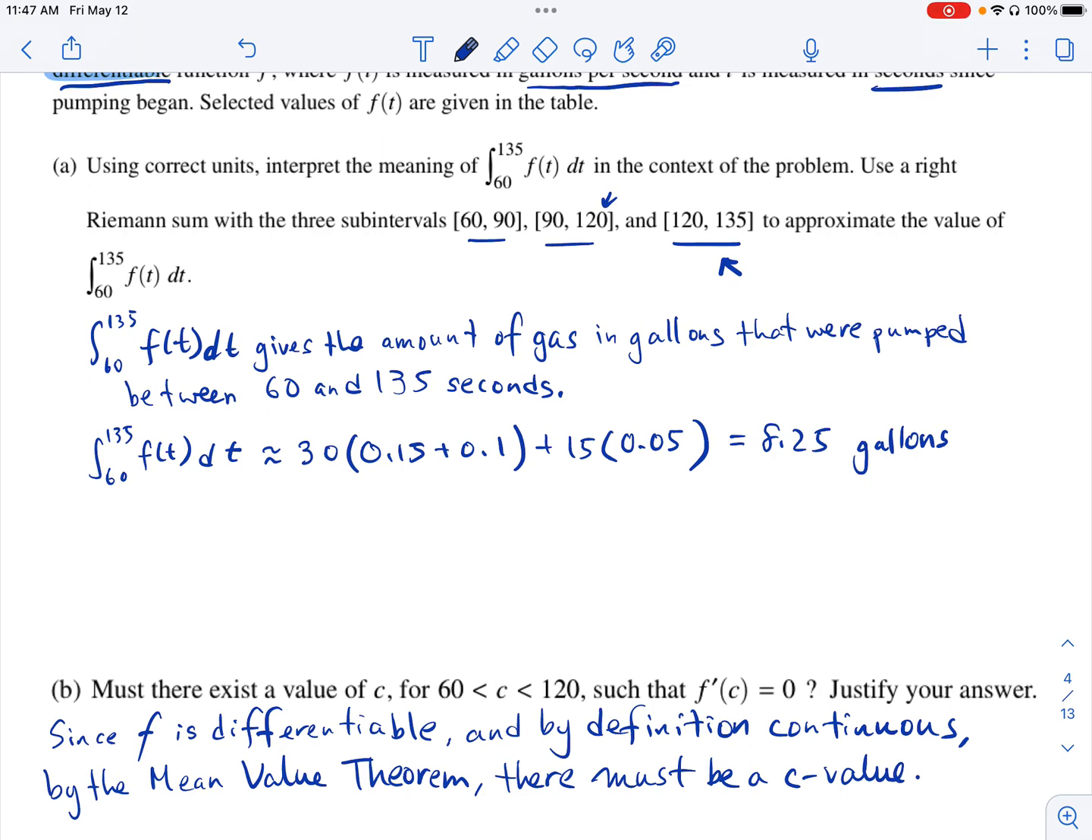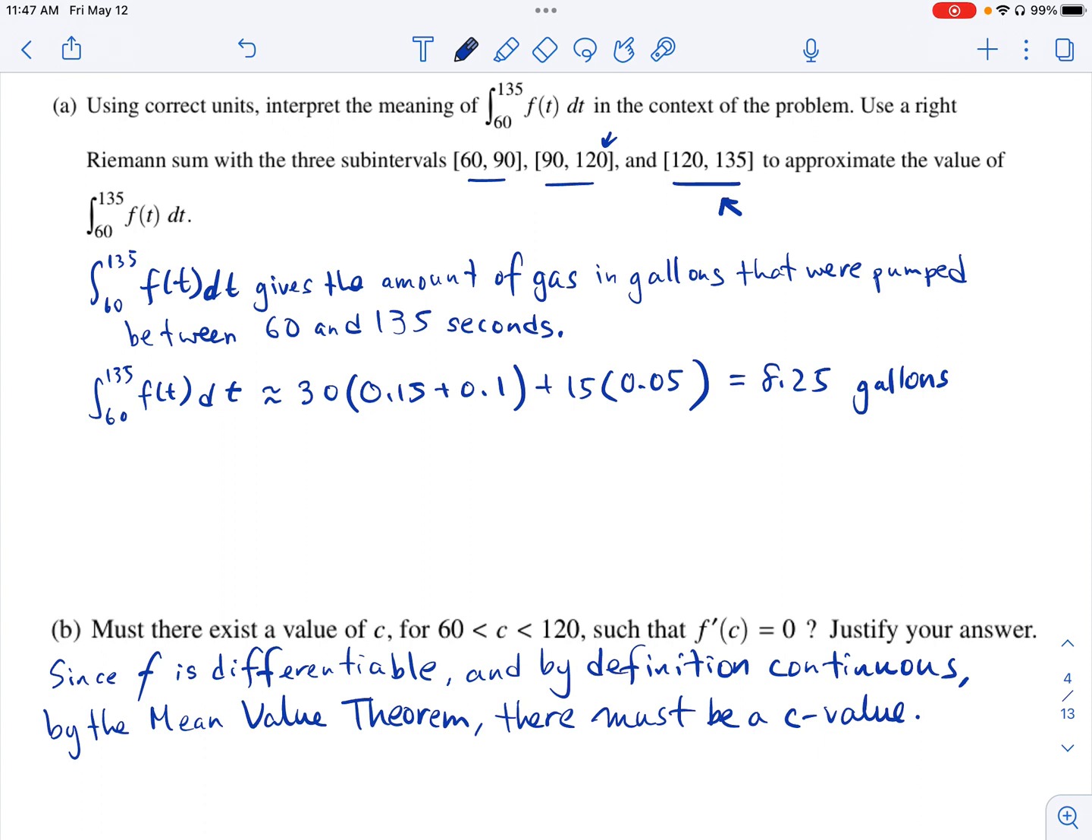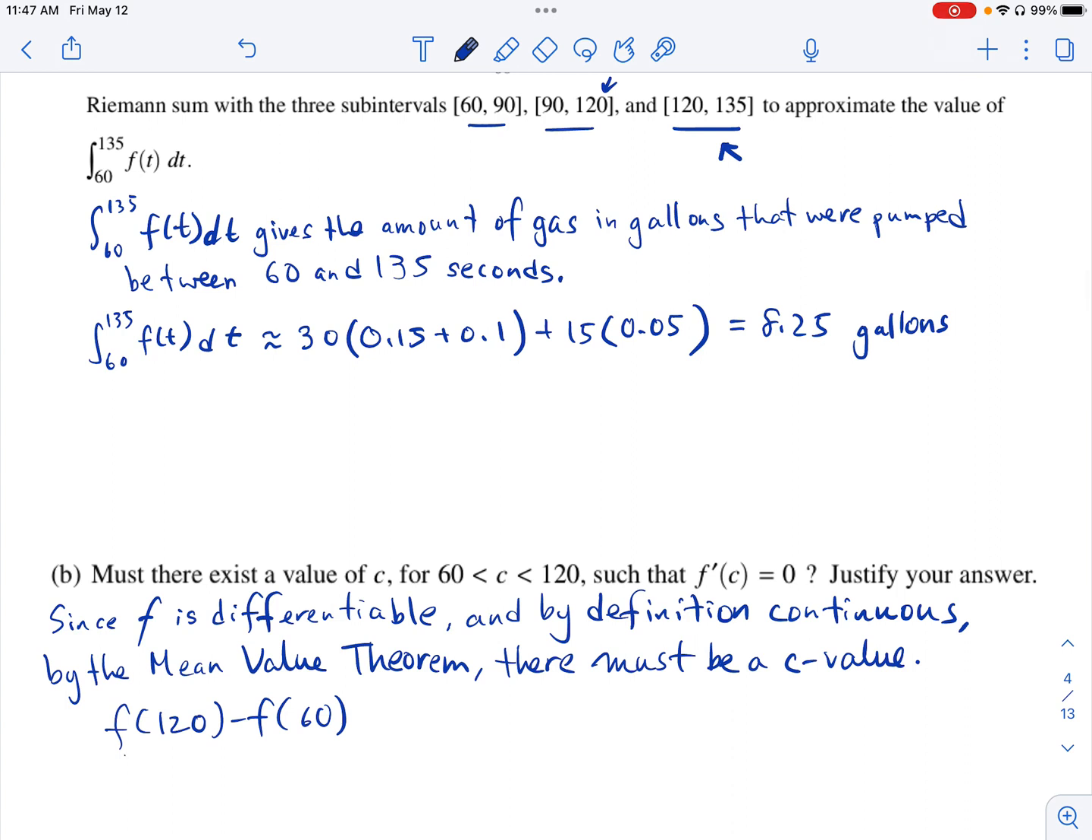The mean value theorem says that if your function is continuous and differentiable, then on this interval, there's got to be some value of c that provides the rate of change that gives you the same value as the average rate of change. So we're going to say here that f of 120 minus f of 60, again, what we're calculating right now is the average rate of change, over 120 minus 60. And this is going to come out to 0.1 using our table, minus f of 60, which is also 0.1, over 60. And this is equal to 0.